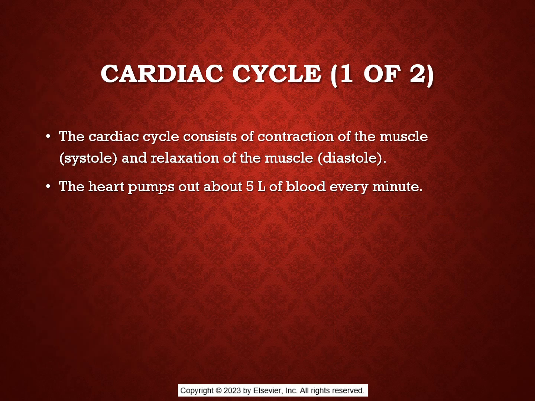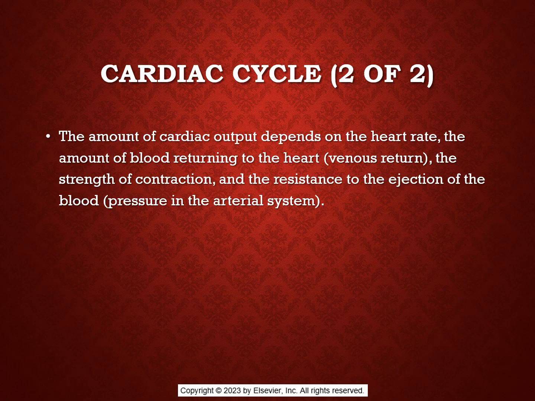The cardiac cycle consists of contraction of the muscle, which is systole, and relaxation of the muscle, diastole. The heart pumps out about 5 liters of blood every minute, and that is your cardiac output. The amount of cardiac output depends on the heart rate, the amount of blood returning back to the heart, which is your venous return, or also known as preload, the strength of the contraction, and then the resistance to the ejection of the blood. This is also known as afterload.